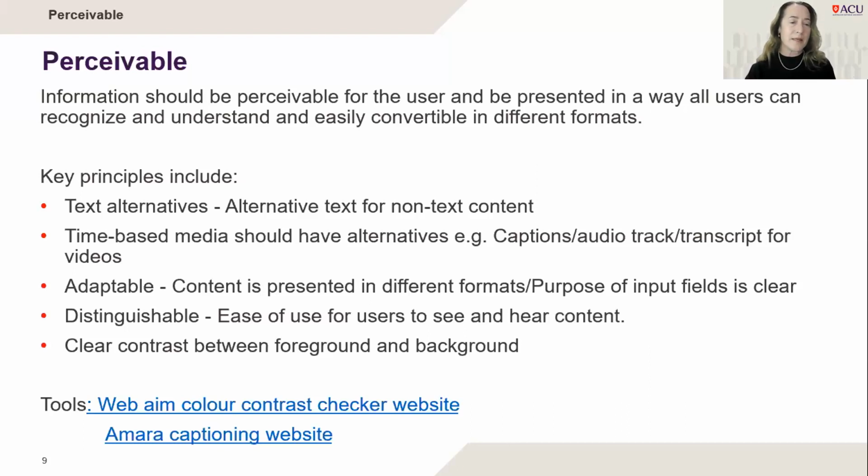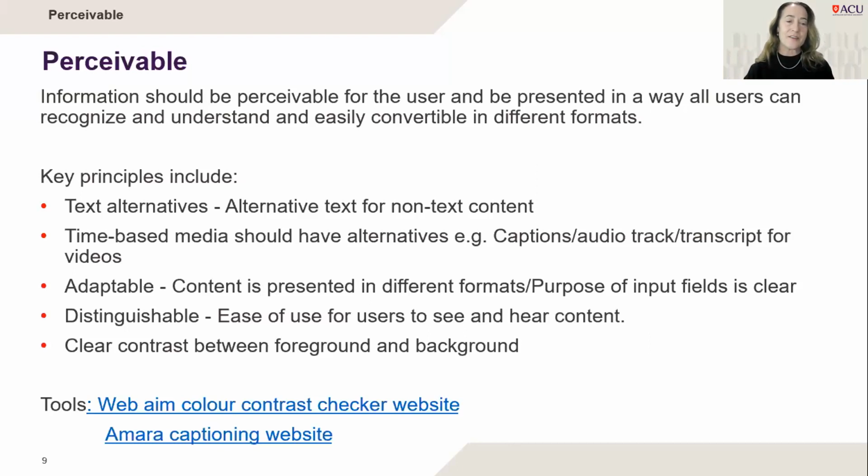If you look at time-based media, this is talking about videos, for example. And again, if you have a video, it should have captions or a transcript for the video, or perhaps an audio track, MP3, or even better, it could have all of them to allow for your students different ways of accessing the content you put online. Adaptable is fairly simple, similar to the one above. Present your material in different formats. And also, if there is an input field, make sure that you name it correctly, not just type here. It might be type your name here.